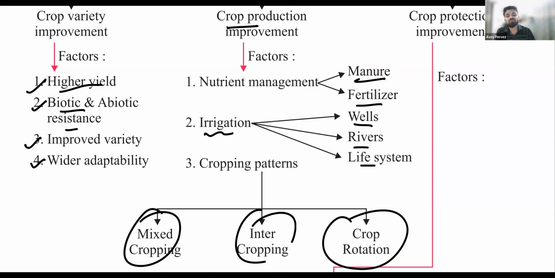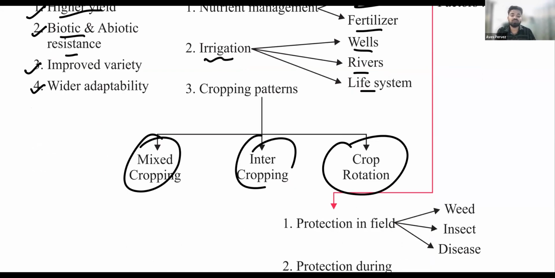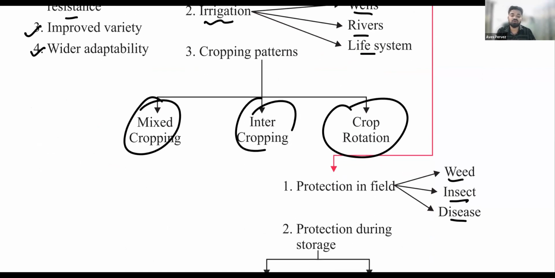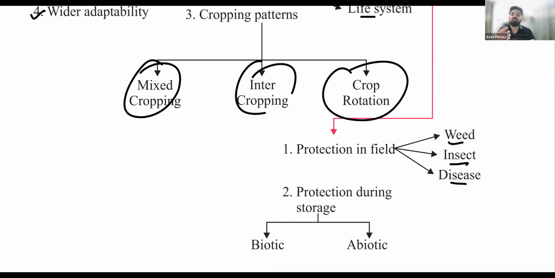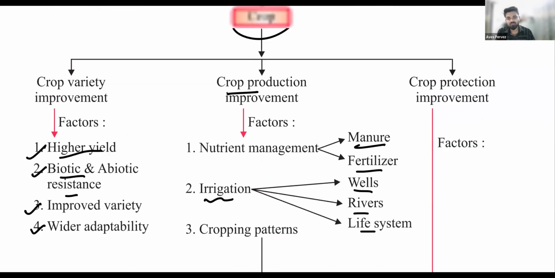And the third one is crop protection improvement, and how the crop can be protected. There are certain factors for how the crop can be protected in the field, like from weeds, insects, and diseases. And protection during storage, when we have certain bacteria. Bacteria are living factors, biotic factors that are responsible, and abiotic factors are non-living factors, like a flood, or water supply coming in when we are storing, or humidity, because of which fungus comes. So there are certain factors. Please draw this chart in your copy.